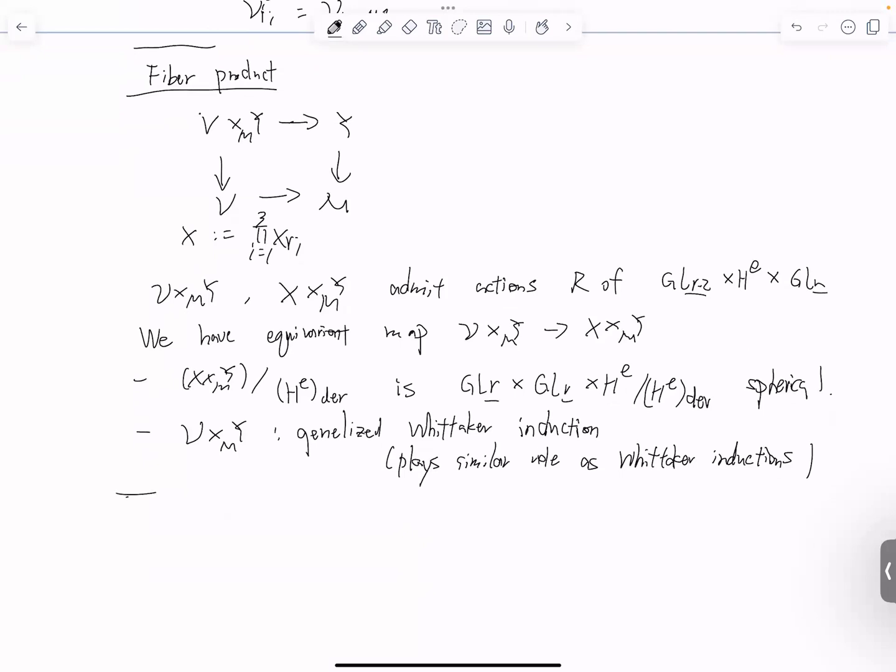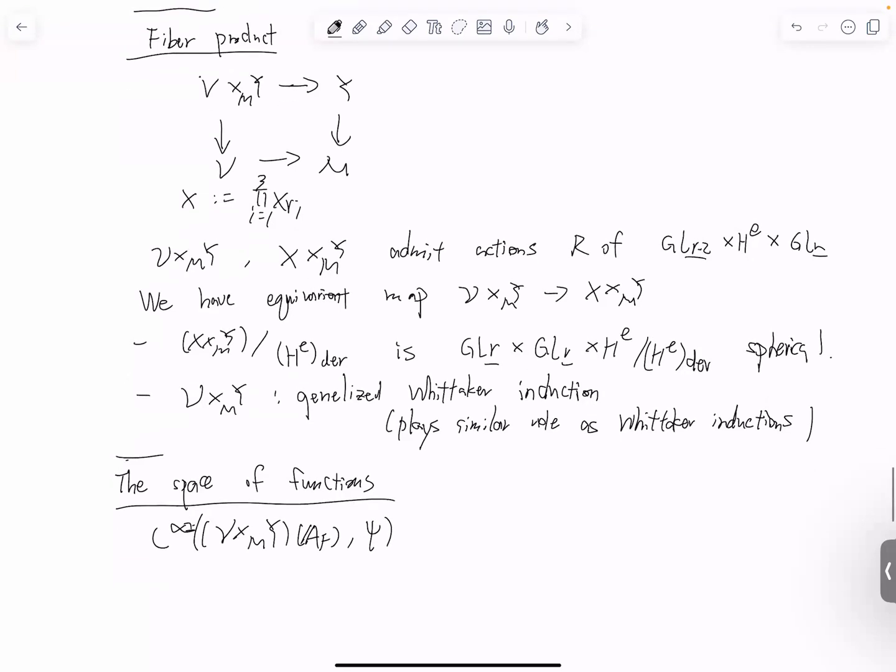Okay, so now this is a combination of the spaces. Then we can put functions on the spaces. So we have the space of smooth functions on this fiber product over the analytic points, with respect to some generic character psi.